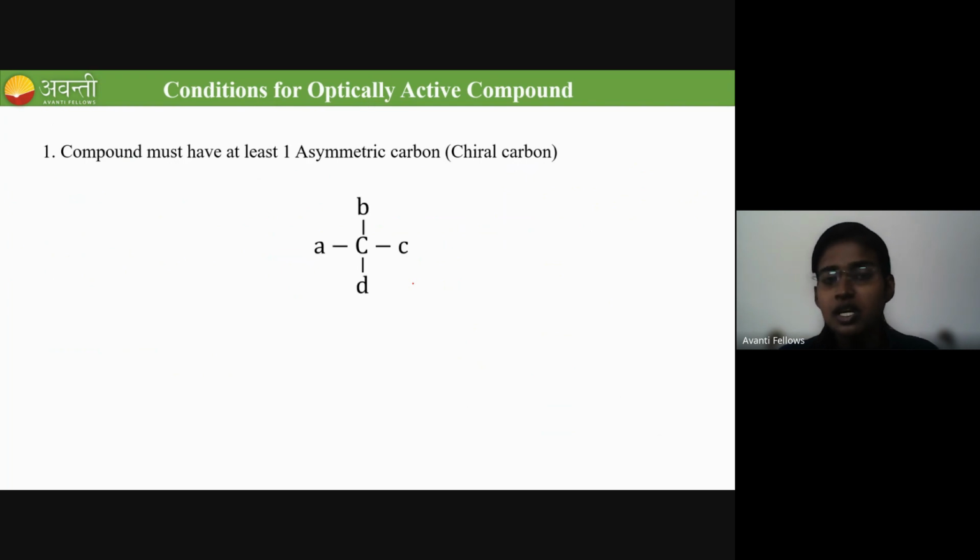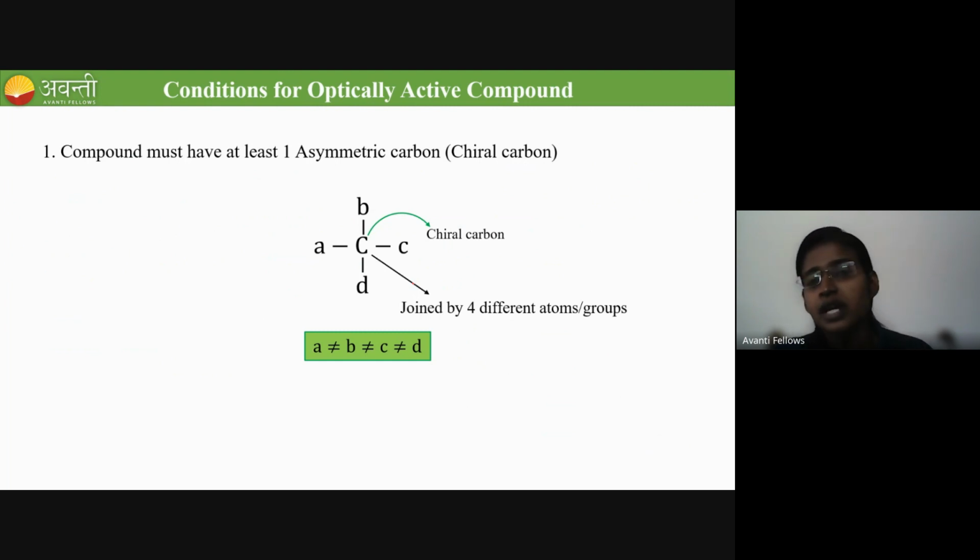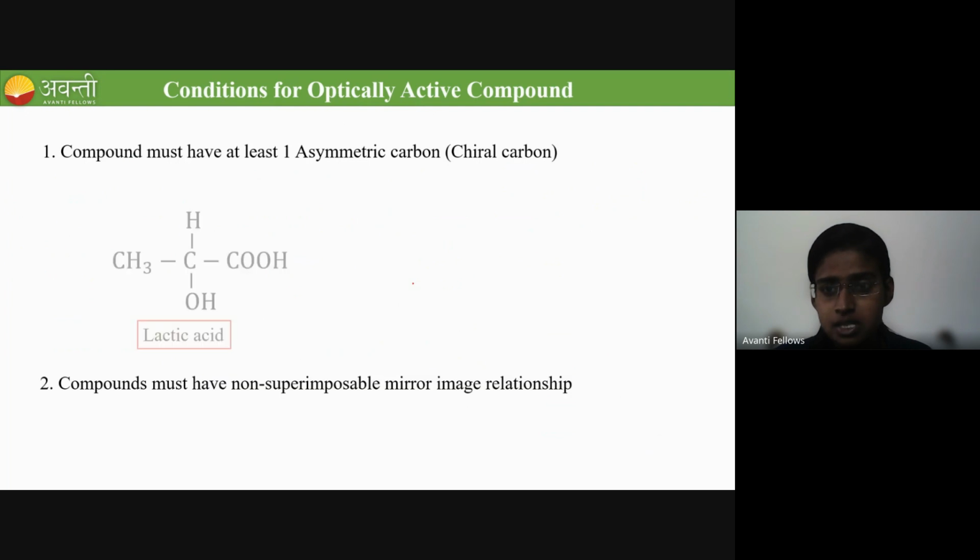Here you see I have a carbon at the center and I'm calling that carbon a chiral carbon because it is joined by four different atoms or groups. We have A, B, C, D. Four of them are different from each other. They are not equal. A is not equal to B, not equal to C, and not equal to D. So if a compound contains a chiral carbon like this, then we can close our eyes and say that the given compound is optically active. The central carbon is optically active. So this is the first criterion.